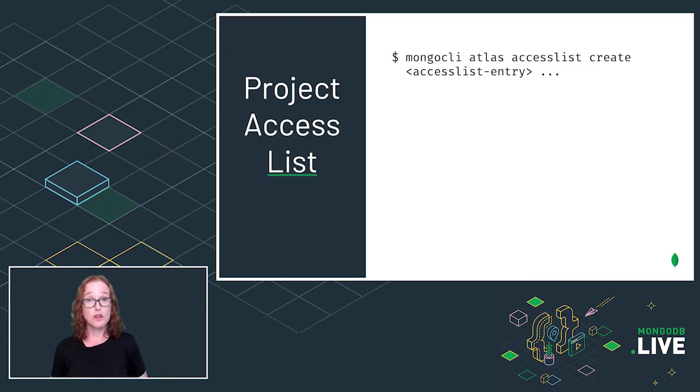But if you go to work in a coffee shop or maybe go back to the office, then you may want to add another IP address or a CIDR range, and the access list command allows you to do exactly that. Another important feature is that beyond IP addresses, and I've already mentioned that, you can also add CIDR blocks, so a whole range, and even AWS security groups.